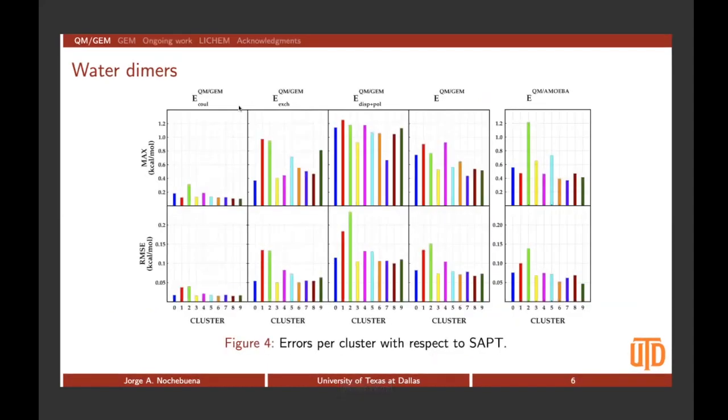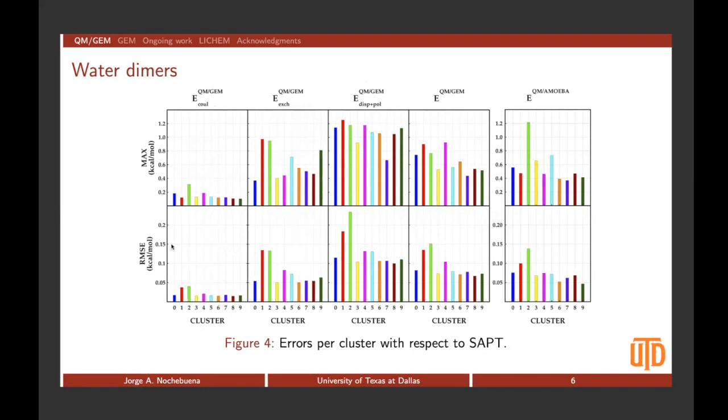This figure shows the calculated maximum unsigned error and the root mean square error for each contribution. For example, here is the Coulomb interaction, the exchange repulsion term, and the dispersion plus polarization, and this is the sum of these contributions. We can see, for example, the root mean square error is less than 0.05 kilocalories per mole for the Coulomb interaction.